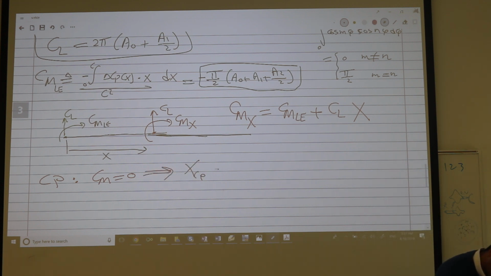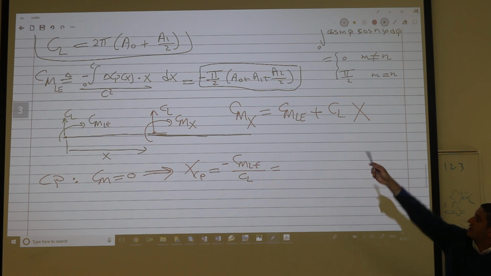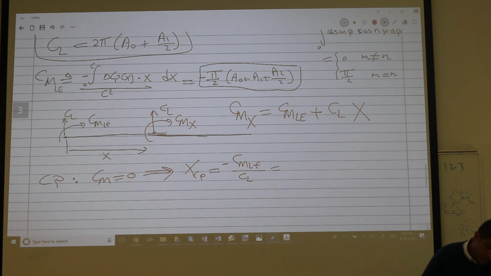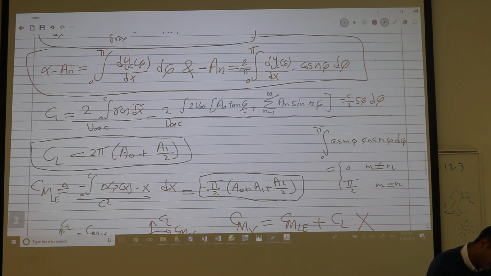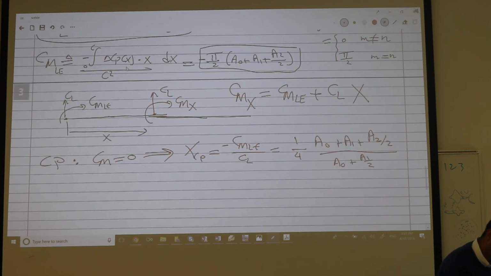So x center of pressure is negative Cm leading edge over Cl, which, if you divide the two equations, gives 1 over 4, A naught plus A1 plus A2 over 2, divided by A naught plus A1 over 2. Remember, A naught has the angle of attack in it. So whatever the right hand side comes to, A naught will be alpha minus this. So any dependence on the angle of attack shows up through A naught.